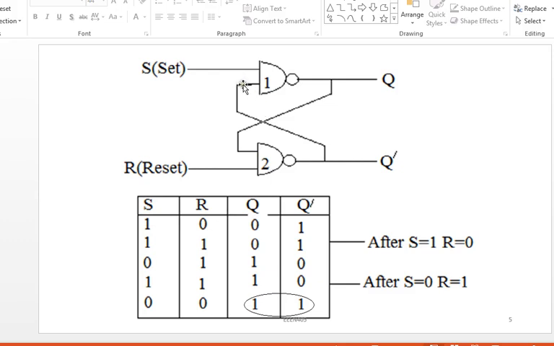It is taken here as feedback, and my set is 1. 1 1 should give me 0 here. This is what I have. My Q is 0 and my Q prime is 1.